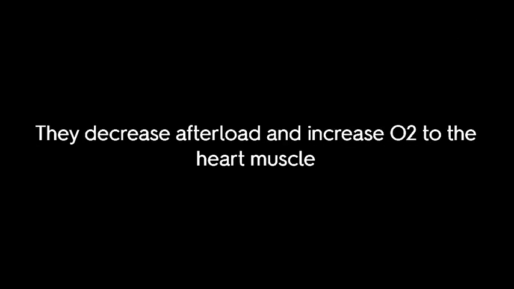Why do you use CCB in chronic stable angina? For prevention of angina. List examples of CCB. Nifedipine, verapamil, amlodipine, diltiazem. What does CCB do to BP? Decrease. CCB cause what to the arterial system? Vasodilation. They dilate the coronary arteries. What are two benefits of CCB? They decrease afterload and increase O2 to the heart muscle.